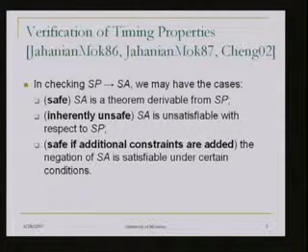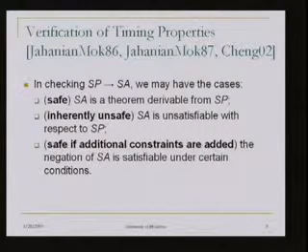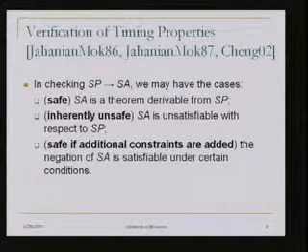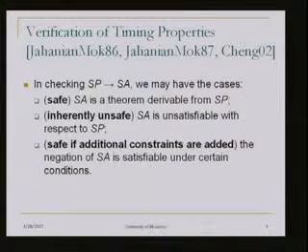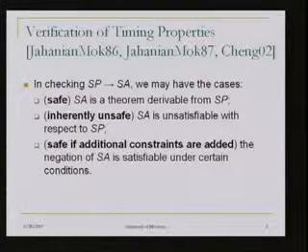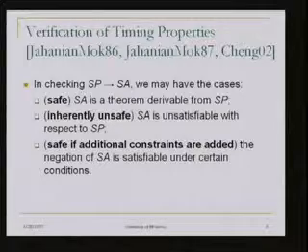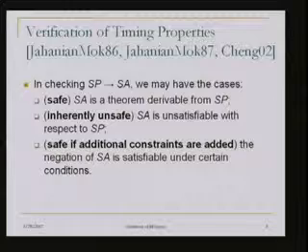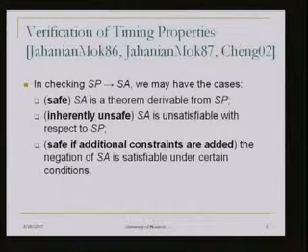Now, there are three possible cases when you attempt to do this verification. First, SA is a theorem that can be derived from SP. So that's good. The system is safe. The second possibility is SA is not satisfiable with respect to SP. So here you have an engineer or a designer who doesn't know what he or she is doing. So the specification is completely wrong. But most likely, the third case occurs. So the system is safe if additional constraints are added. So you have the negation of the safety assertion, satisfiable under certain cases.